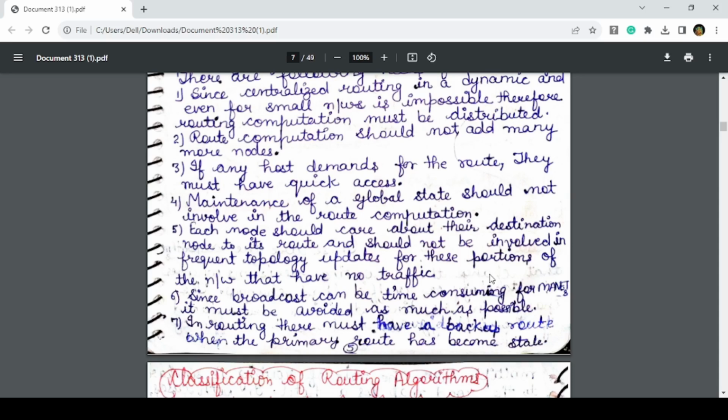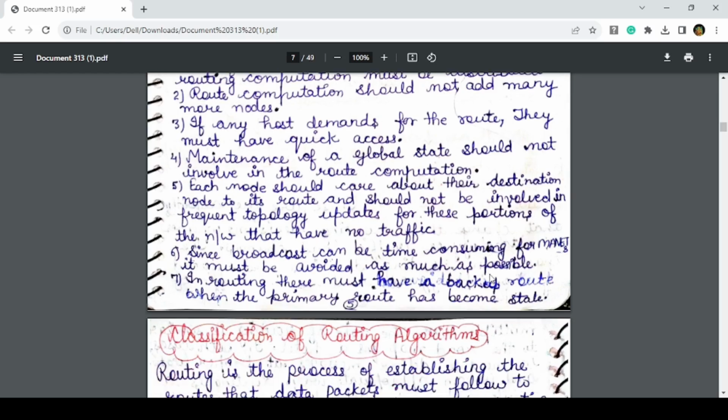Every node should care only about the route to its destination node and should not be involved in frequent topology updates for those portions of the network which have no traffic. Because broadcast can be time consuming, it must be avoided as much as possible with the help of routing protocols. In routing, there must be a backup route when the primary route has become stale.